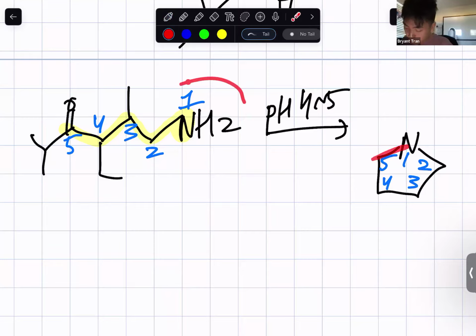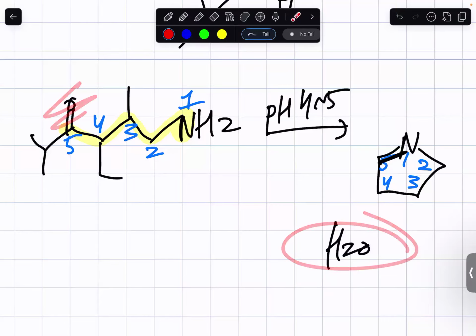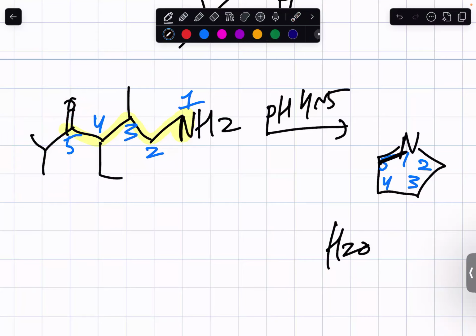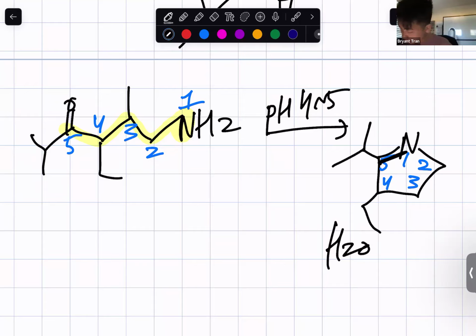And because I know this is a primary amine, I'm making an imine, which is a carbon double bond nitrogen. And the carbon double bond nitrogen would be between 1 and 5 right here, between the nucleophile and the electrophile. And I know that this carbonyl of 5 would no longer be there, because in the mechanism it leaves as water. But 5 is attached to this isopropyl, so we are going to attach the isopropyl there. 4 is attached to an ethyl group, 3 is attached to a methyl group, and 2 is attached to two hydrogens.